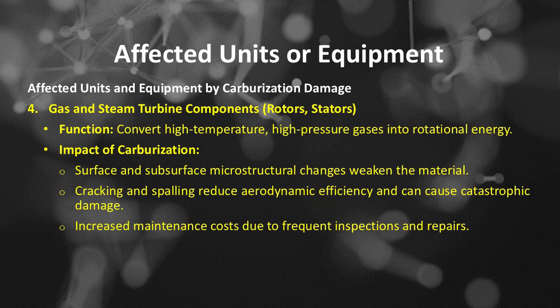Number 4 is gas and steam turbine components, rotors, and stators. Function: convert high-temperature, high-pressure gases into rotational energy. Impact of carburization: surface and subsurface microstructural changes weaken the material. Cracking and spalling reduce aerodynamic efficiency and can cause catastrophic damage. Increased maintenance costs due to frequent inspections and repairs.